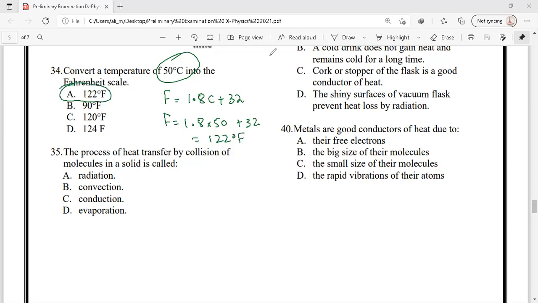Question number 35. The process of heat transfer by the collision of molecules in solid. So the question states by which process heat is transferred through solid, and the process is by the collision of molecules. So we know that through collision, the transfer of heat through solid is by only one process, that is known as conduction. So option C is the correct answer for question number 35.